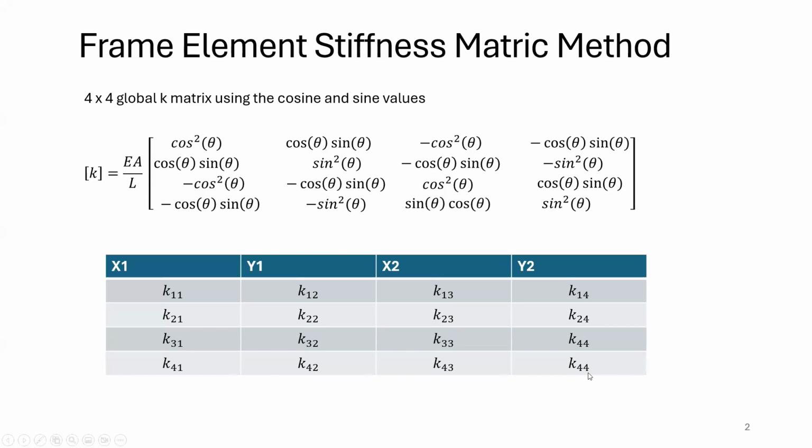To calculate the frame element stiffness matrix, we have the coefficient K. It's the relationship between the Young's modulus for that bar or element, multiplied by the cross-sectional area, divided by the length of that bar. This PowerPoint will be published for you with the Excel file as well. Then you analyze the beam with respect to the angle, cosine and sine theta.